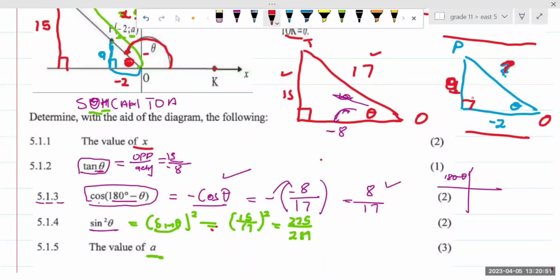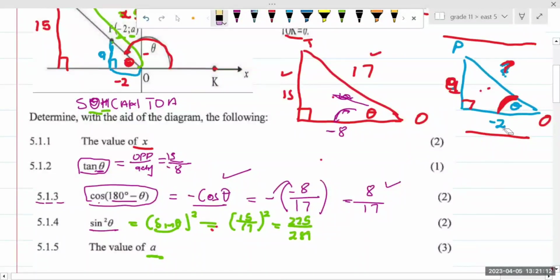But you see, the two triangles, what do they have in common? 90 degrees and theta. So I'm going to use theta to my advantage. Because they have something in common, which is theta, I'm going to use that to my advantage. So what am I going to say here? I can get the tan of theta of this one. Why am I choosing tan theta? Because it has what is given and what I'm looking for. I'm looking for A.